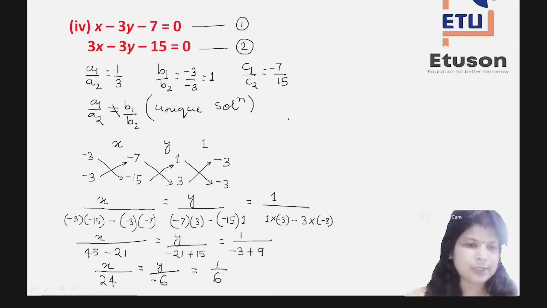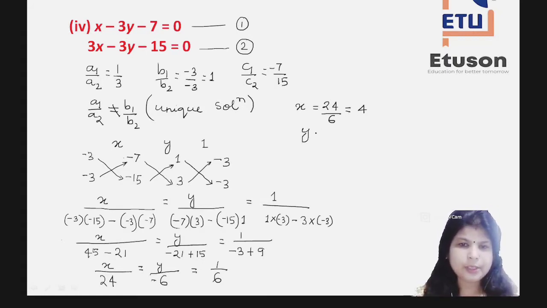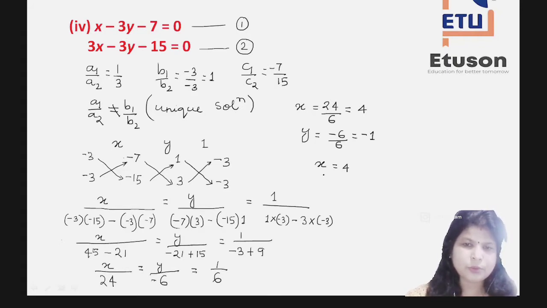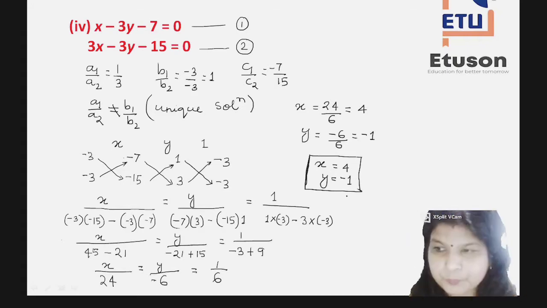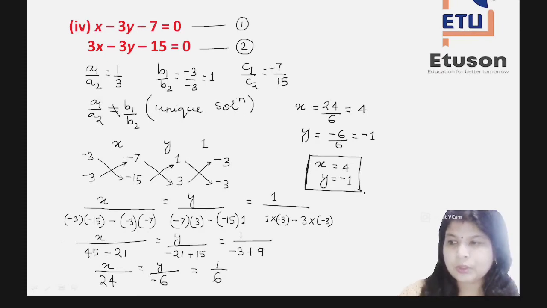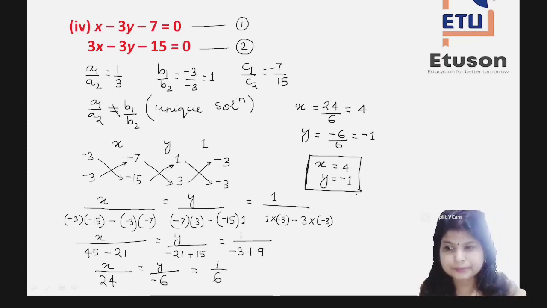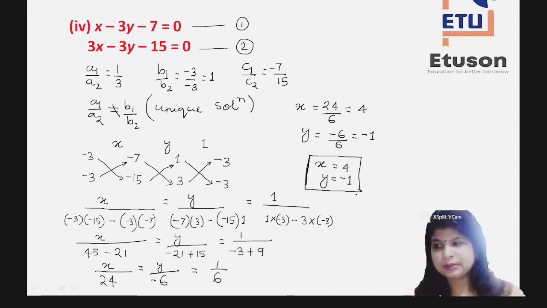So can we find out the x value now? x is equal to 24 divided by 6, that is 4, right? And what about your y? y is equal to minus 6 divided by 6, that is minus 1. So your x is equal to 4 and y is equal to minus 1. So this is the solution to the pair of linear equations given to you. Okay children, so hope you understood it. Now let us go to the next problem.